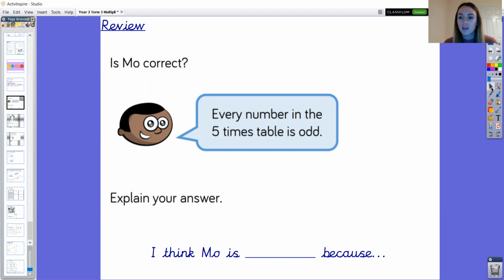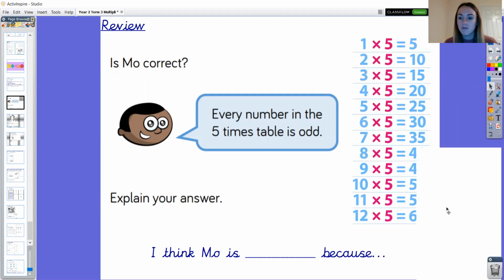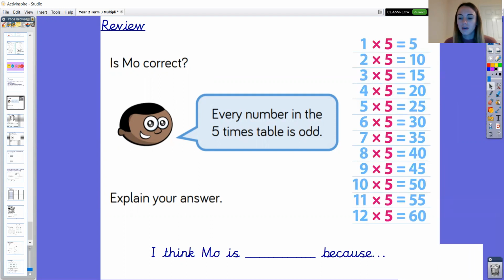Now I'm going to share with you the 5 times table. Okay, so having a look at the products. Again, have a think. Every number in the 5 times table is odd, so particularly thinking about the products. Please pause the video here and explain your thinking using the STEM sentence, I think Mo is ... because.